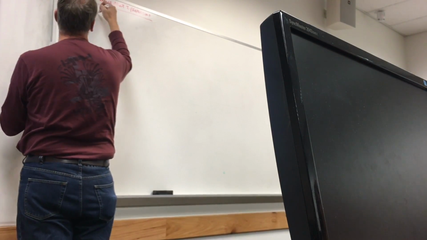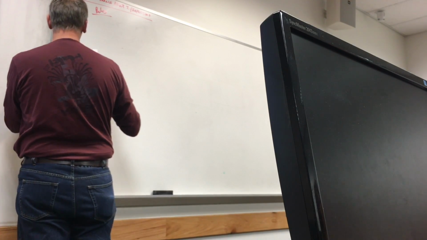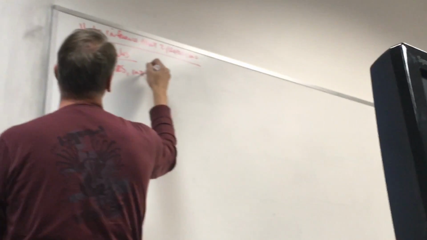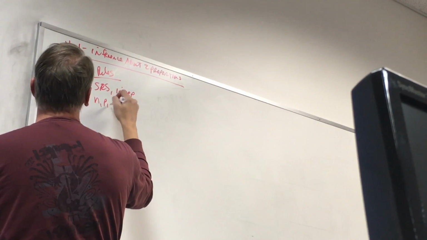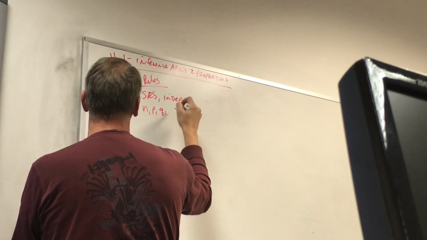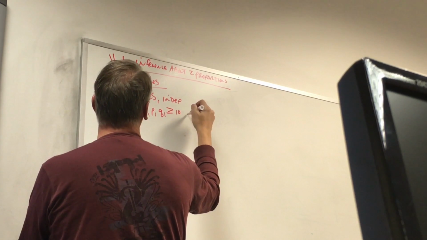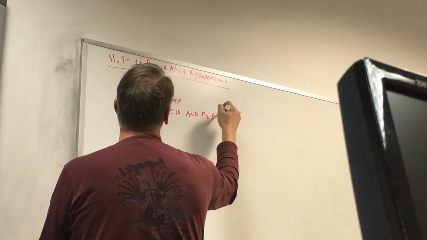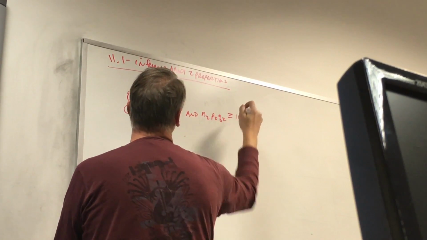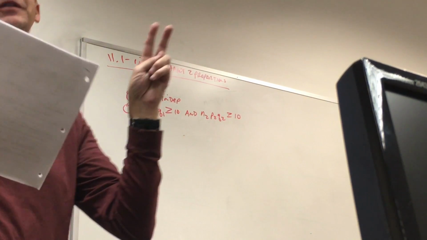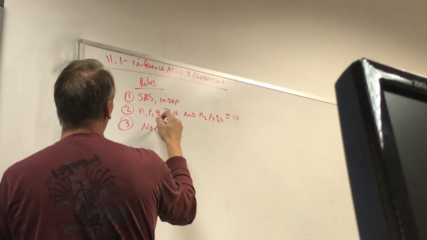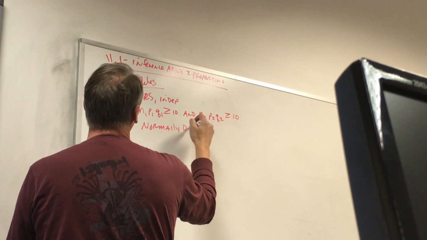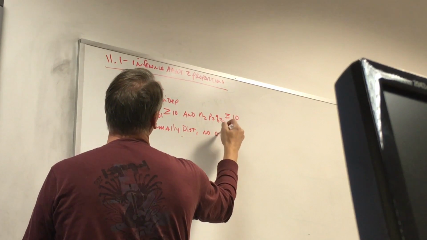So, here's your rules. We've got a few more rules. Number one, it still needs to be a simple random sample, and these samples need to be independent. Number two, N1, P1, Q1 must be greater than or equal to 10, and N2, P2, Q2 must be greater than or equal to 10. Okay, we've got two samples now instead of one. Number three, they should be normally distributed with no outliers.